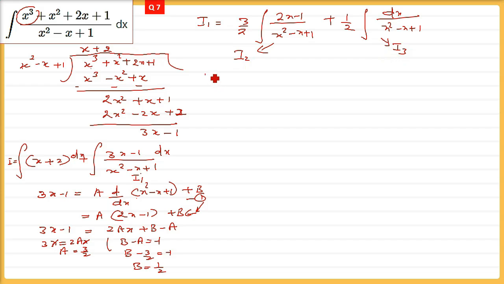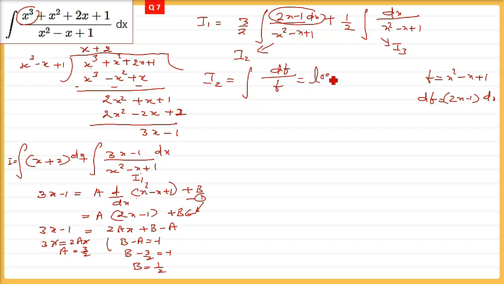Call this I3. So I2 will be what? Just take t equals x square minus x plus 1. dt will be what? We already did it. It's 2x minus 1. So dt will be equal to 2x minus 1 into dx. So the numerator becomes dt, and this is t in the denominator. So log modulus of t plus constant of integration, let us call it c1. dt by t is log t. T can be replaced by x square minus x plus 1 here. So log of x square minus x plus 1 plus constant of integration. This 3 by 2 is here.